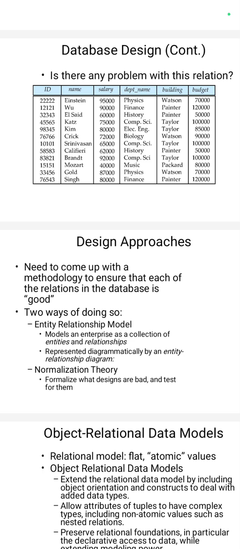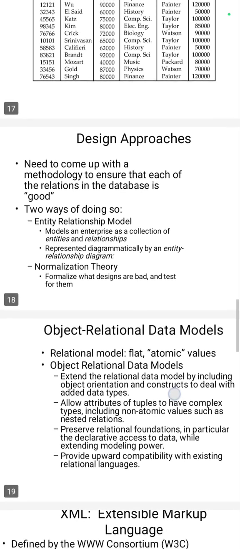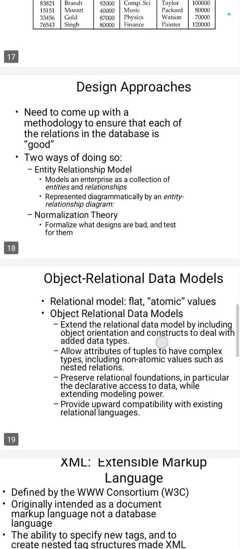Two ways of doing so are the entity relationship model, or the ER model in short. It models an enterprise as a collection of entities and relationships represented diagrammatically by an entity relationship diagram. When there is a relationship between two entities, it is called an entity relationship. Normalization theory: when we reduce the anomalies in the database, the process by which it is reduced can be termed normalization theory. There are various normal forms like 1NF, 2NF, 3NF, and so on.